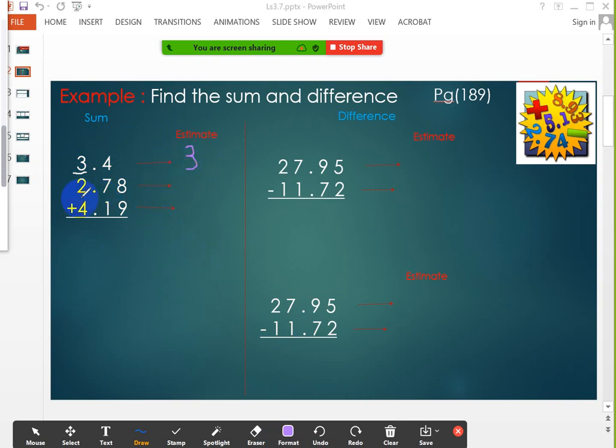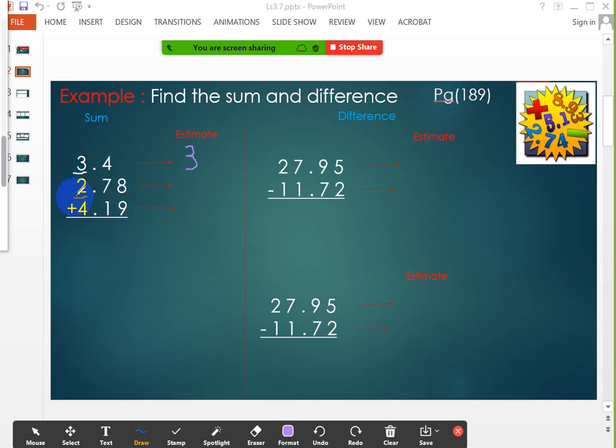Now what about 2.78? Look, this is the ones digit right here. After the ones I have 7. 7 is greater than 5, as we said yesterday. 7 is greater than 5. So I will add 1 to the ones.